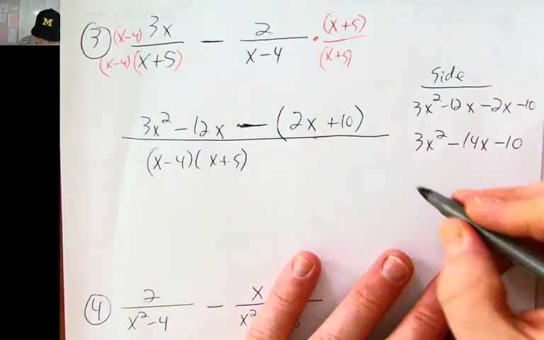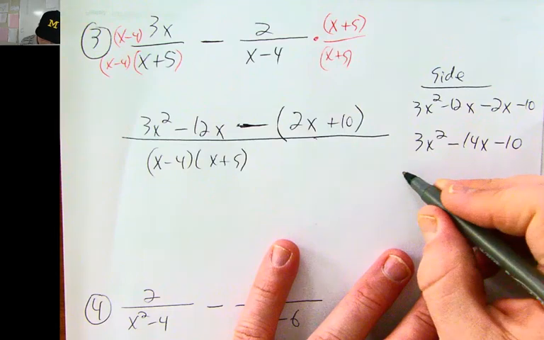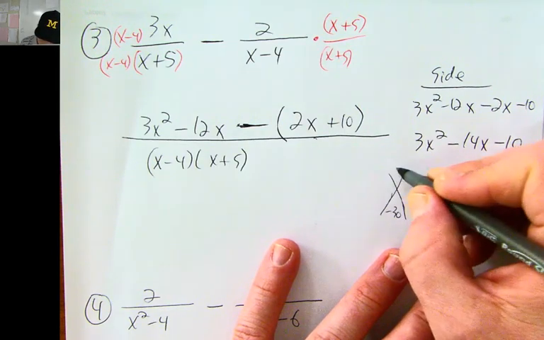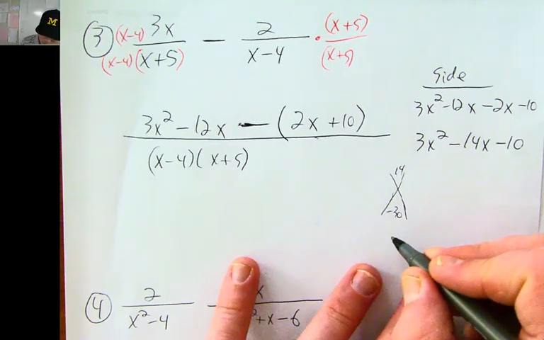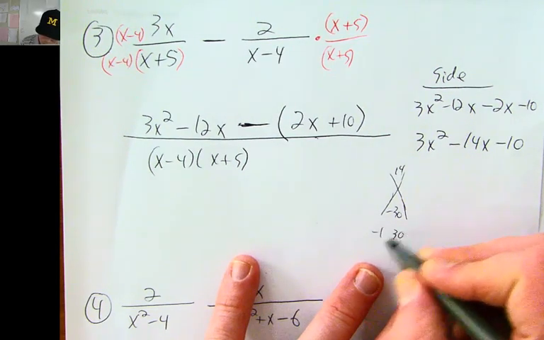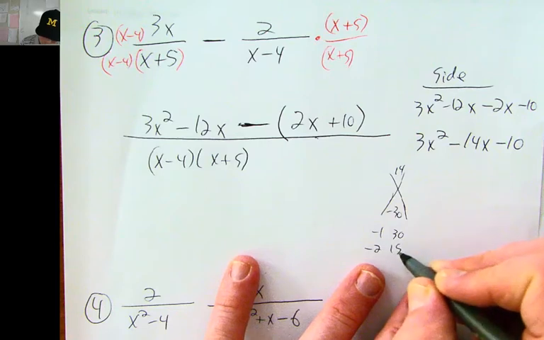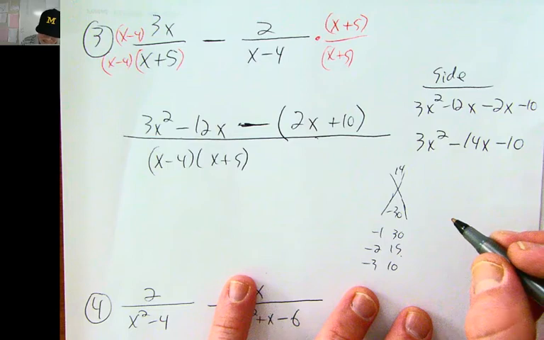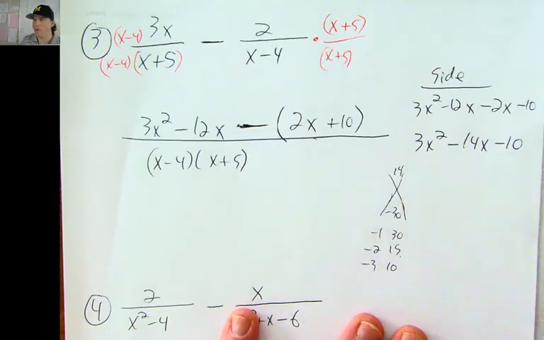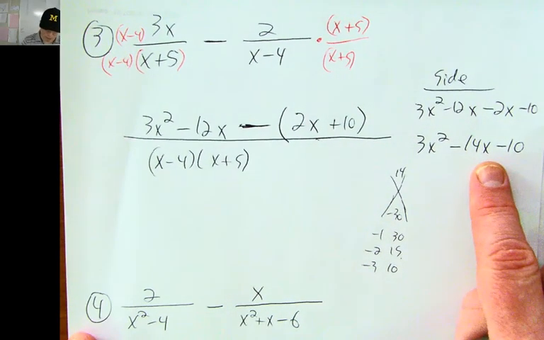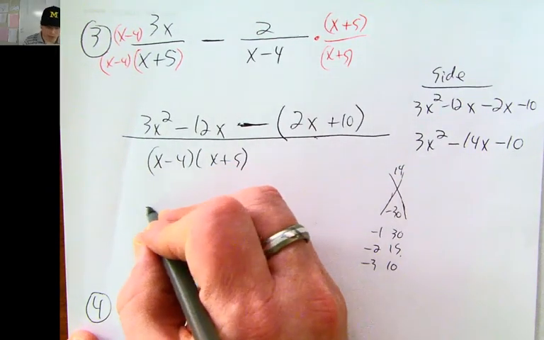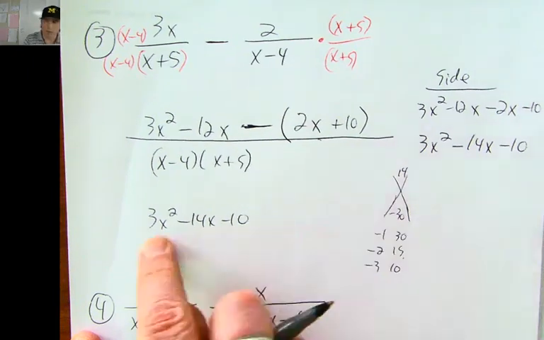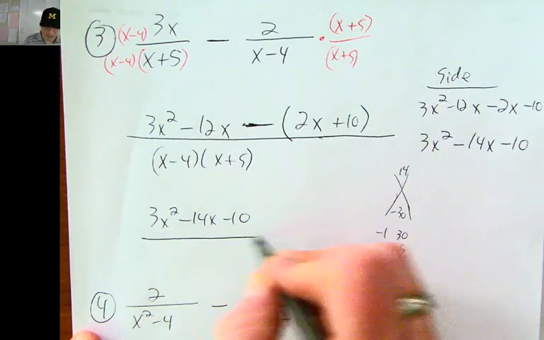I'm not sure this one's factorable. I'm going to try a little Elliott factoring here for this one. Multiplies to negative 30, it adds up to negative 14. Negative 1 and 30, negative 2 and 15, that adds up to 13. Negative 3 and 10. Yeah, there's no way this is going to add up to 14. So this is unfactorable, which means I'm just going to write out my answer like this: 3x squared minus 14x minus 10, which was completely unfactorable, so we leave it like that.